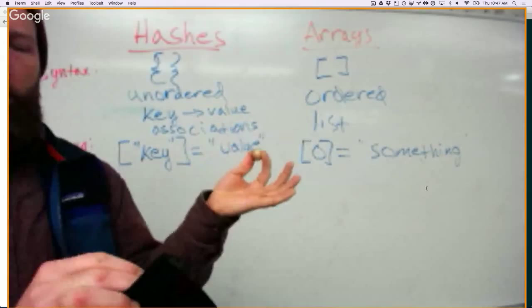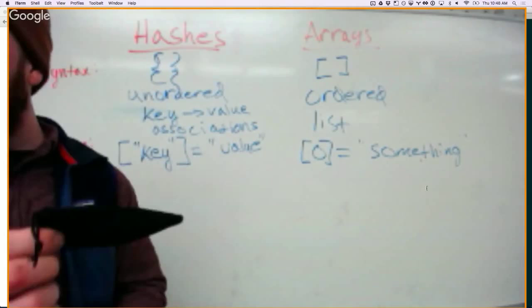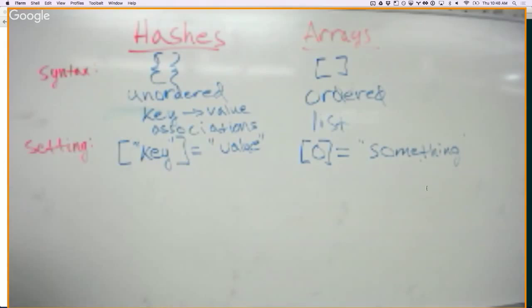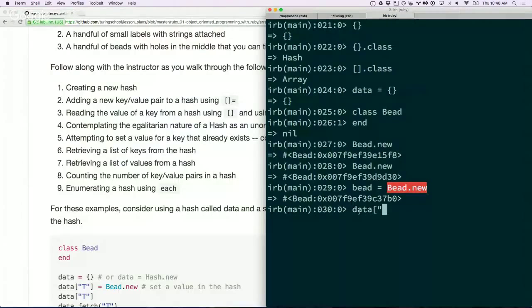But I can't simply come along and say, hey, hash, can you just hold my bead? Because that's not the way a hash works. The entire point of the hash is to say, here's some value, some object, the bead, and I want to put it in my hash by associating that value with some key, some name or label that will later be used to retrieve it. So in my hash, I'm going to say data, square bracket of, we're going to use the letter T. I don't know why, because I picked it.